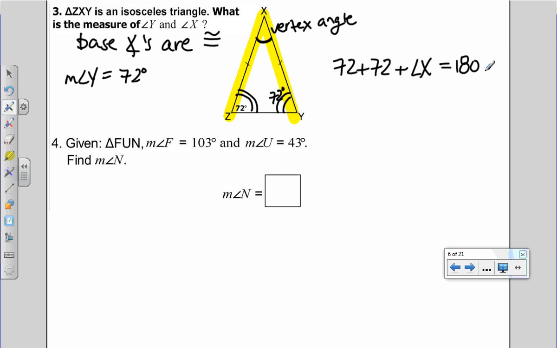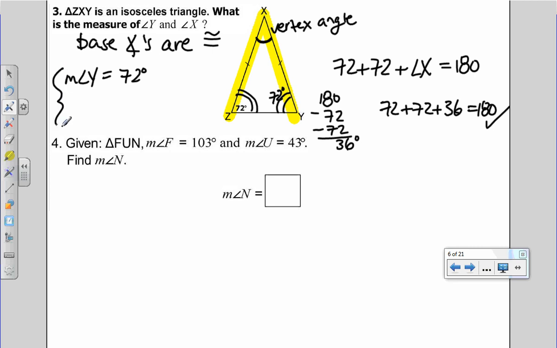Pick your favorite way of solving. I'm just going to subtract from 180 this time. Subtract 72 twice, and you should get 36. 36 degrees. So do a quick check. 72 plus 72 plus 36 should be equal to 180, and it is. So I knew the measure of angle y was 72, and the measure of angle x is 36. Now I have solved the entire problem.